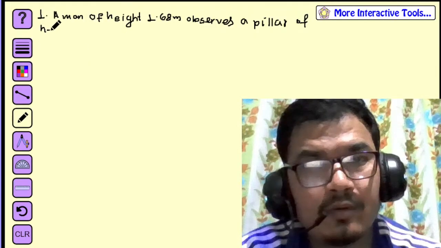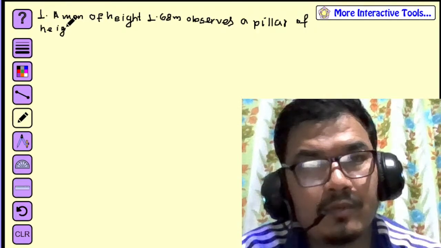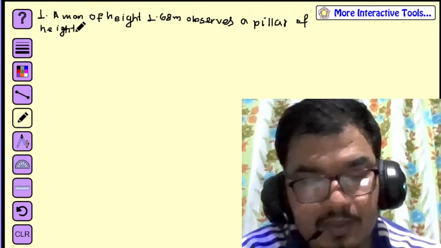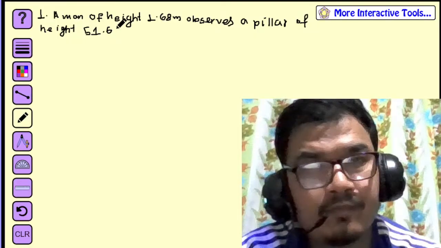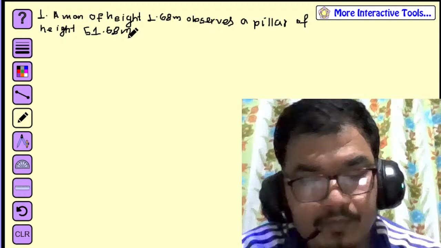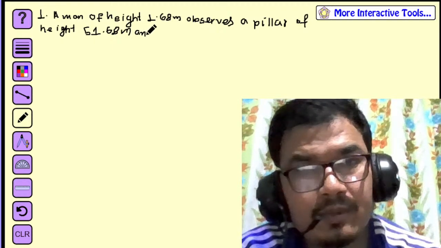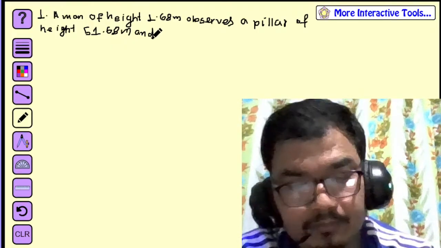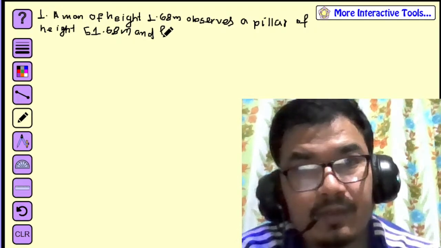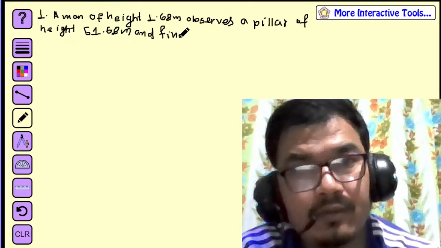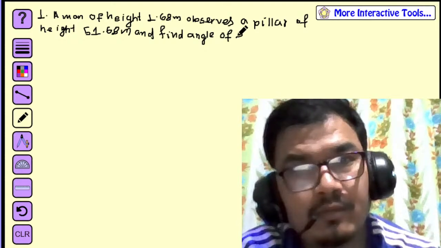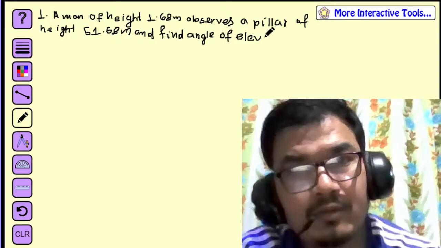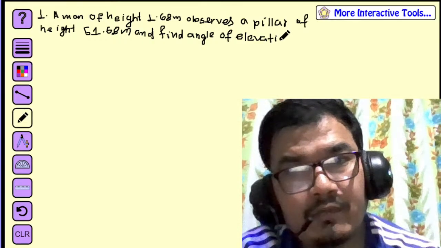Pillar of height. The height of the pillar is given there, 51.68 meter, and there is given: find angle of elevation.